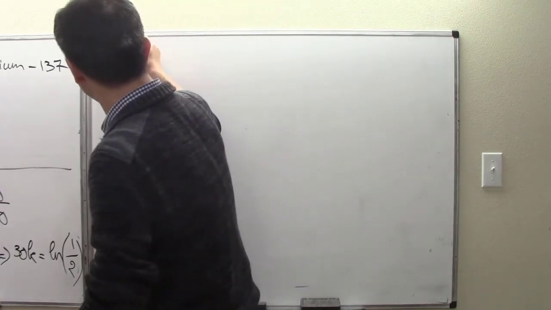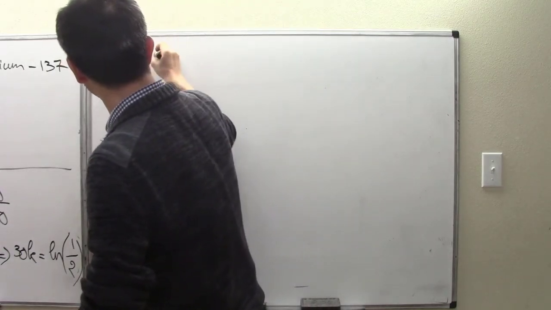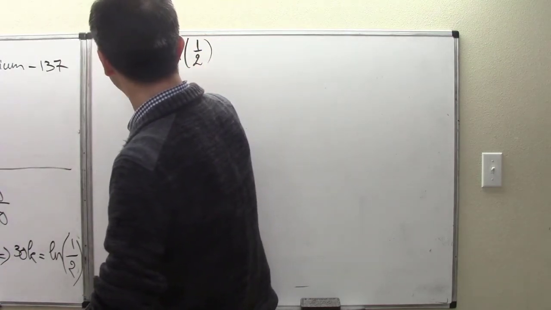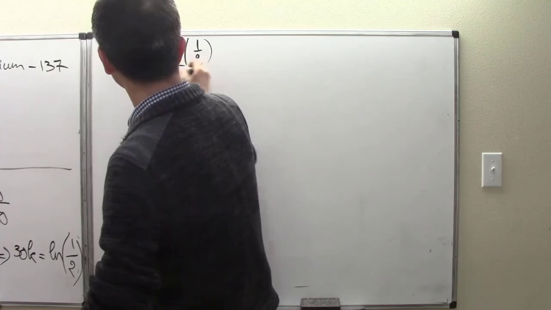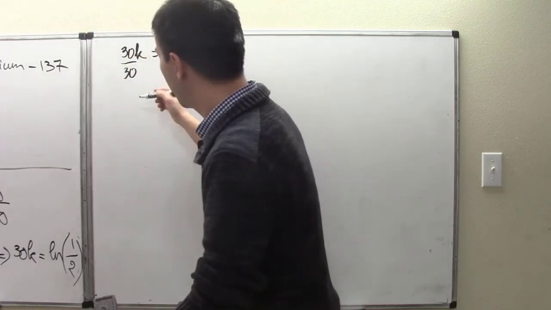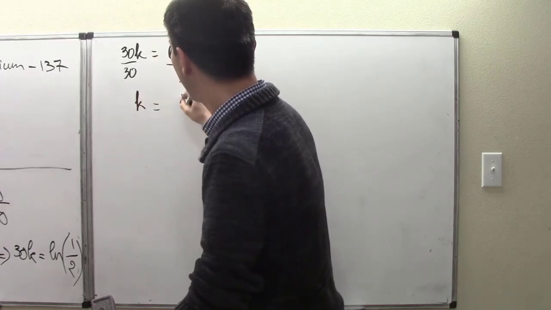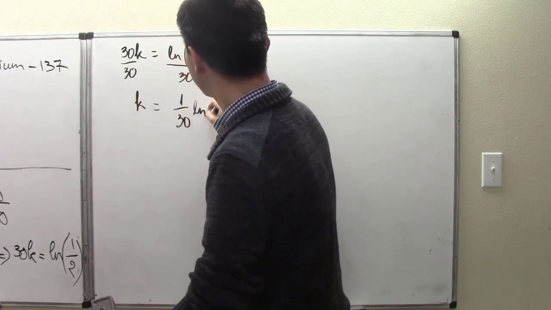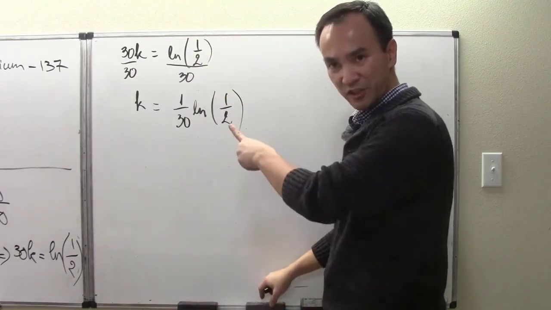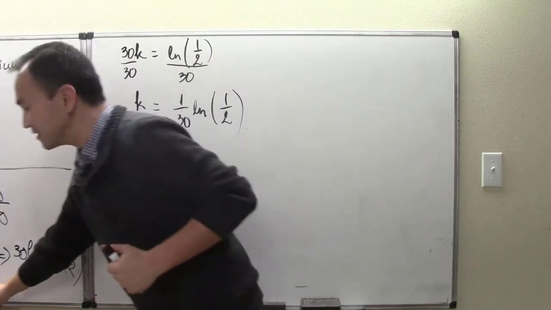So at this point we're at 30k equals the natural log of 1/2. And so now we can solve for k by dividing both sides by 30. That ends up for us: k equals 1/30 times the natural log of 1/2. All right, and this is where I'm going to switch over to my calculator to get an actual value.